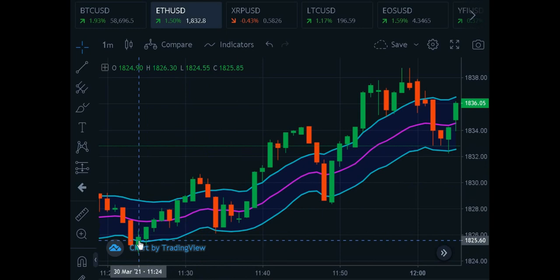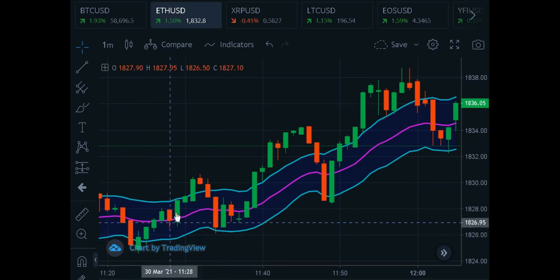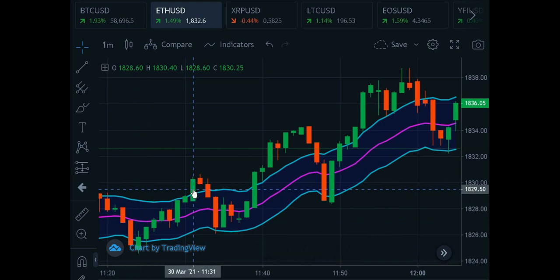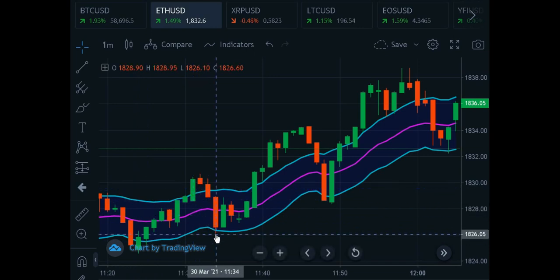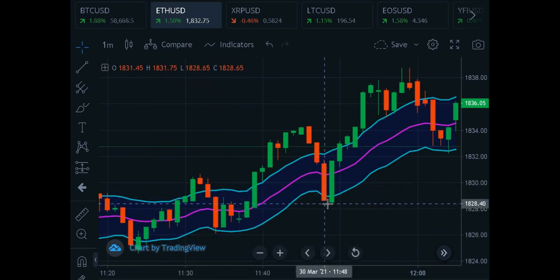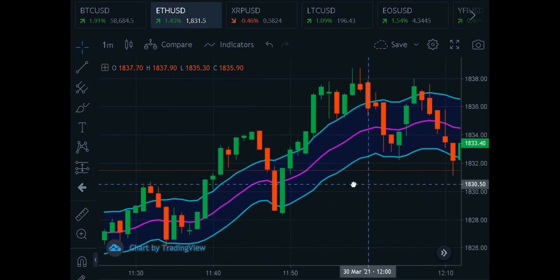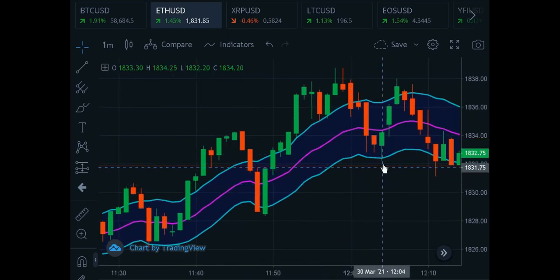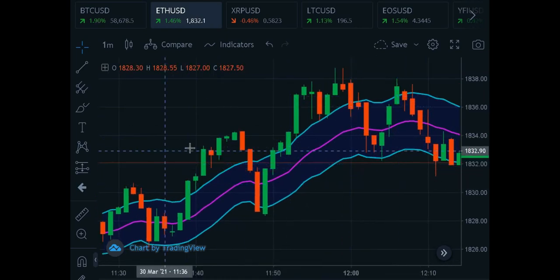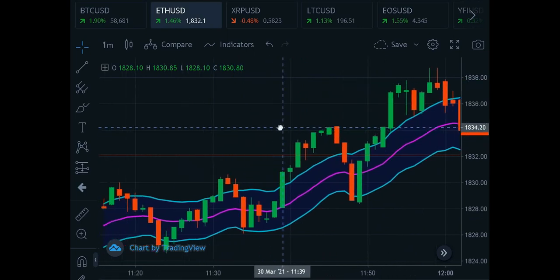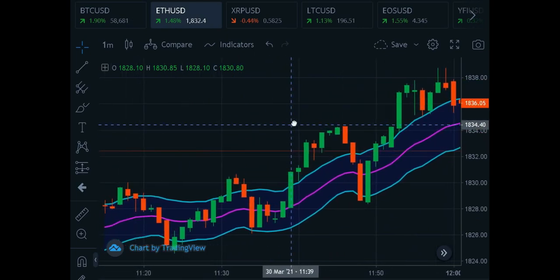But notice that it worked here. You touch the lower line on the Keltner channel. You could have bought here and then sold here when it touched the upper line. And then you could have bought here and sold here, bought here, sold here, and then again bought here and then sold here. It worked 4 times in a row. Again, it does not always work out that perfectly, all right?